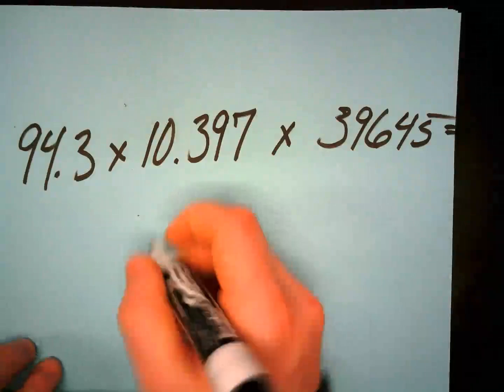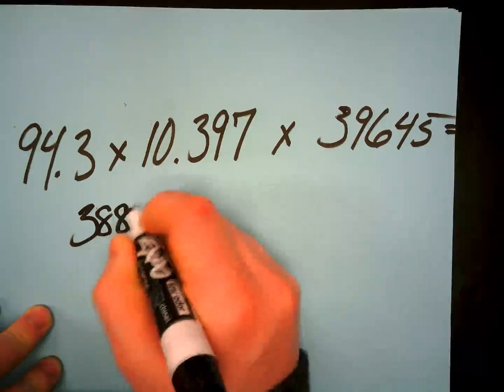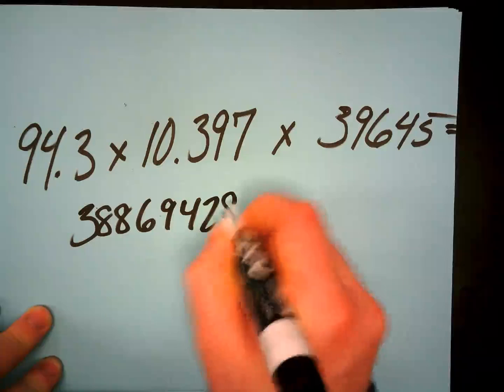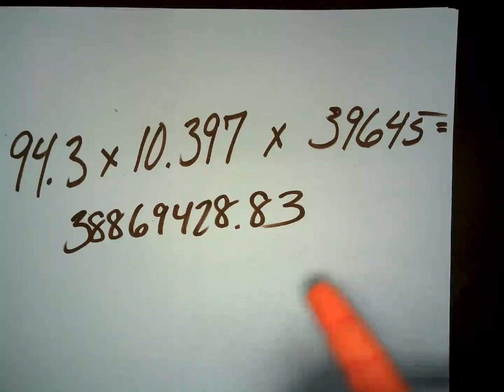And this is the answer I come up with on my calculator. It's going to be 3886942.883. Okay? I need to know this is what the calculator gives me, but this is not the correct answer. I need to put this in correct scientific notation.